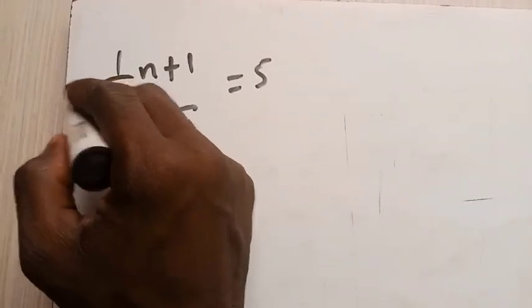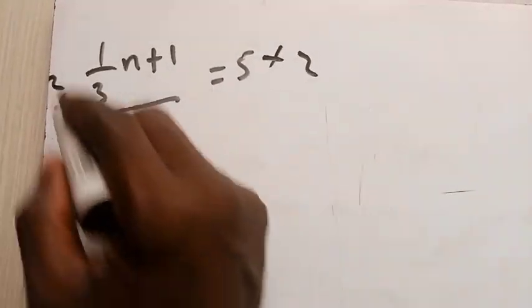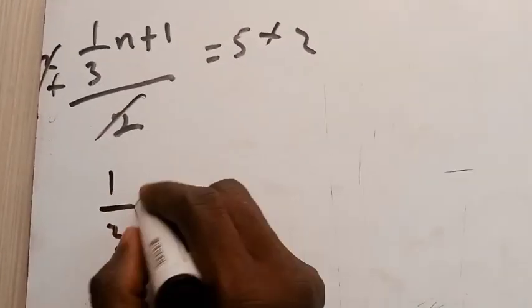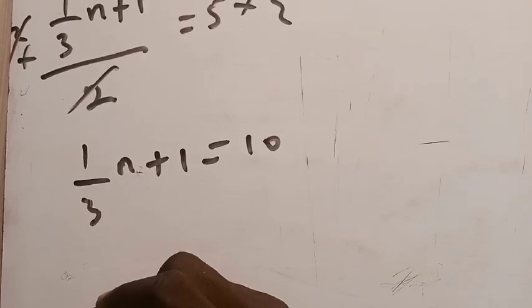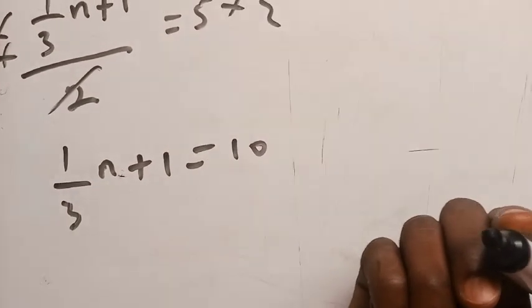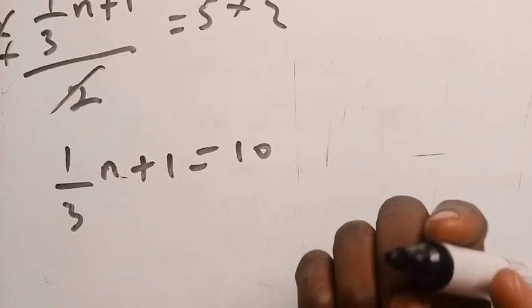By the way, we will multiply everything by 2, so that this 2 will cancel this 2. We have 1 on 3n plus 1 equal to 10, right? Okay, so what are you going to do here? Why don't you pause the video and just give it a try, right?